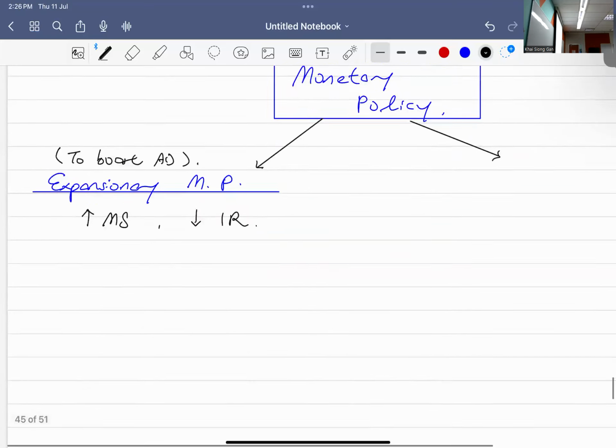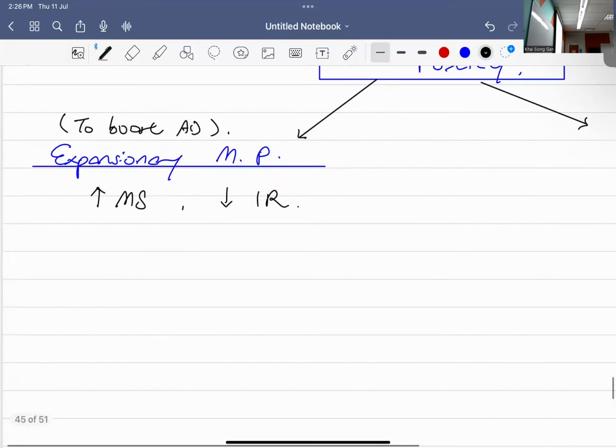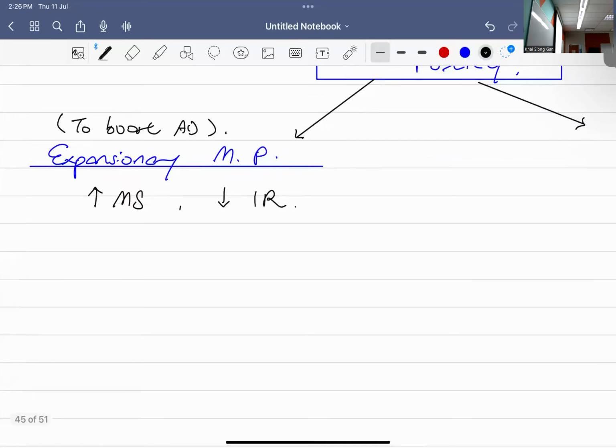First of all, when we talk about increased money supply, how can central bank increase money supply? The first thing that comes into your mind is, for example, they print money. But again, that is not conducive. You can't always print money because when you keep printing money, your money will become worthless. Just like the case in Zimbabwe, when they keep printing money, it will cause the real value of money to fall. So that's not conducive.